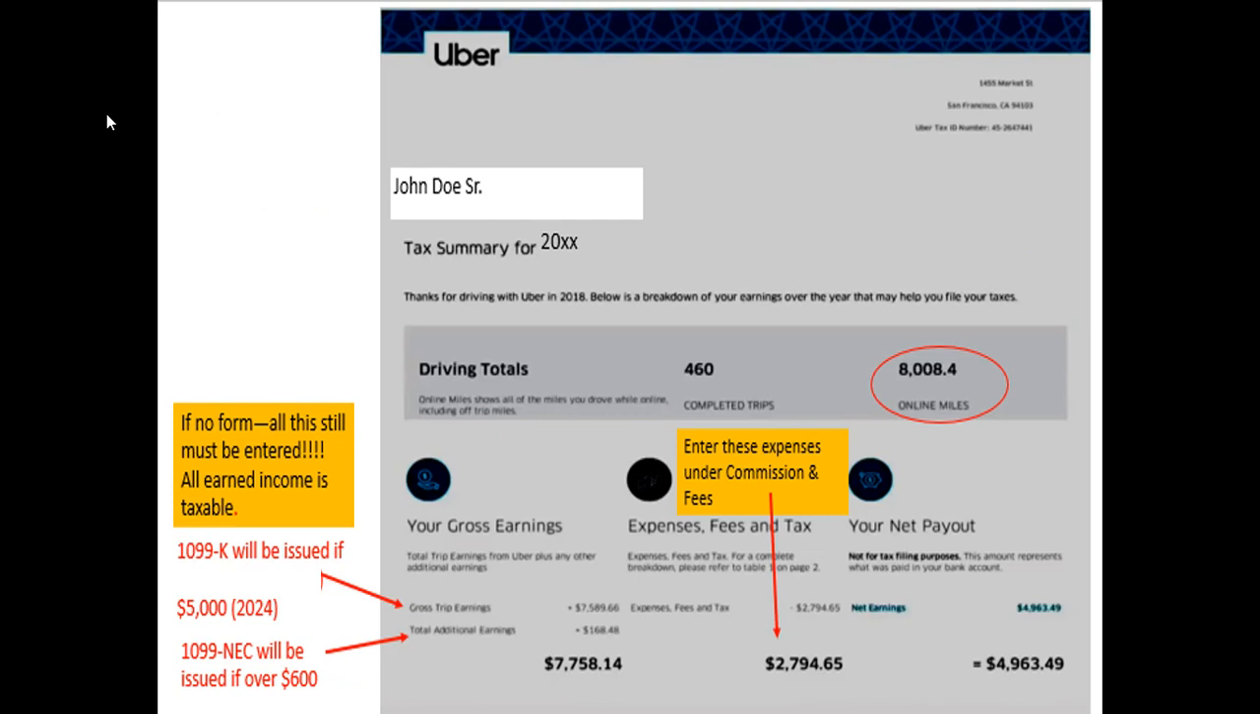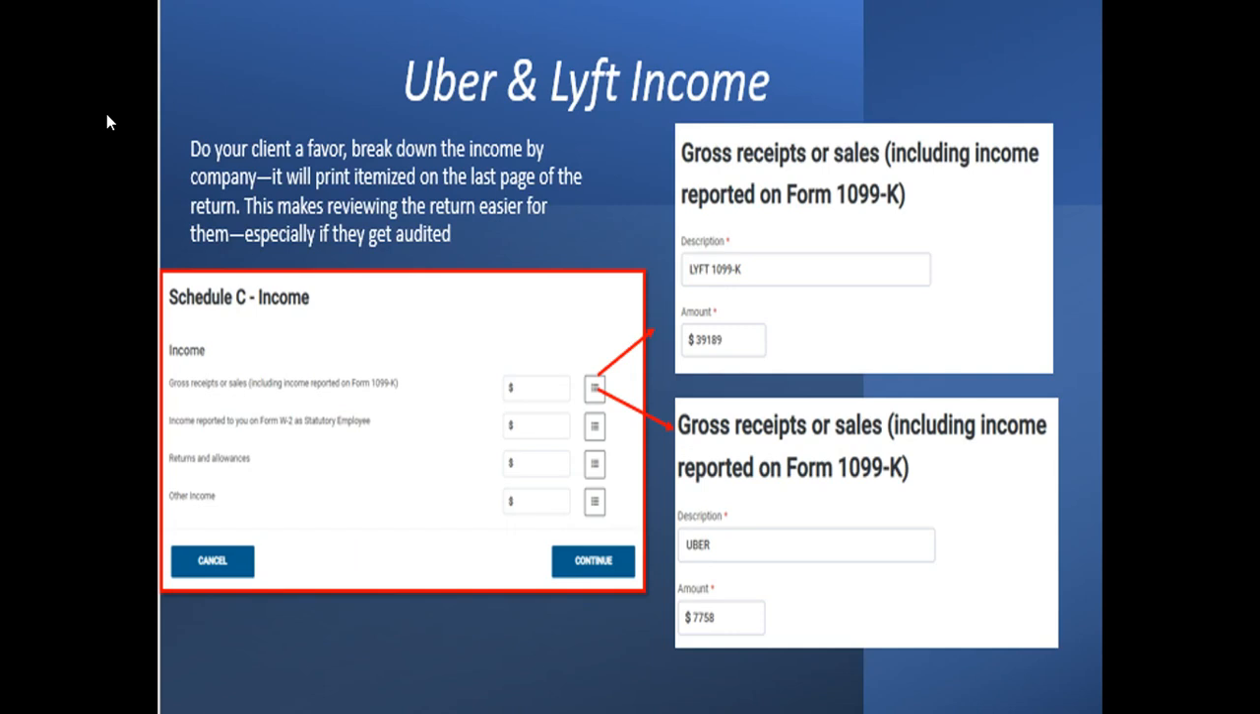They may not have this form. Don't do the return without it, because self-employment tax is 15.3% of whatever they make. That's a huge amount of money, and that doesn't even include income tax. You need this. We need to reduce their income by what is allowed, their expenses, and those are expenses.